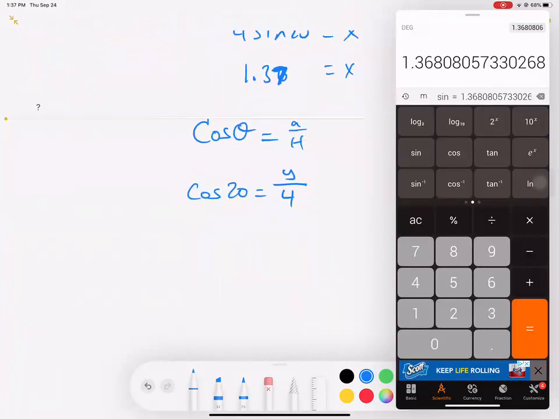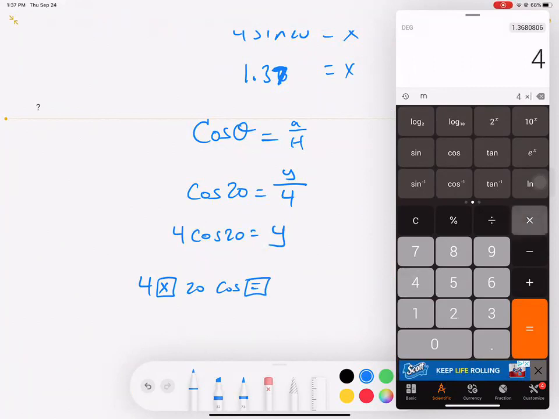Once I have the setup, everything else is just calculator work. Multiply 4 to both sides. Cosine of 20 equals y over 4. Oh, sorry, that's a y. And now we're just going to type this into the calculator again. 4 times 20 cosine equals, that gives me 3.75.